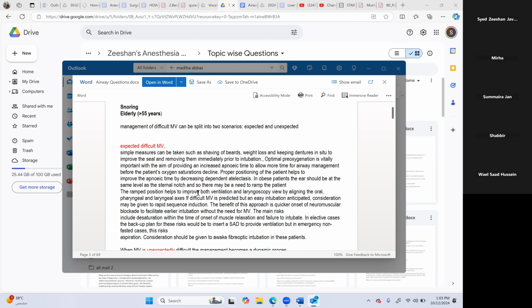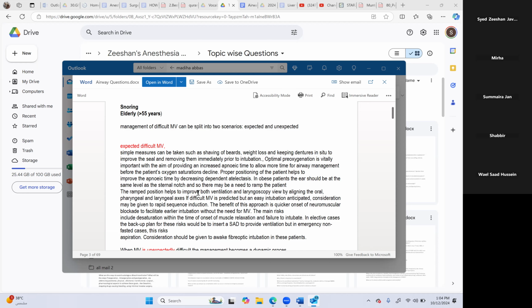The problem occurs when the patient is half sleep, half awake. The patient is not breathing by themselves nicely. You have given propofol and now the patient is knocked down. The breathing is knocked down and now you are not able to ventilate properly because of any reason, because of large tongue or large neck, or there are so many factors as we have discussed.